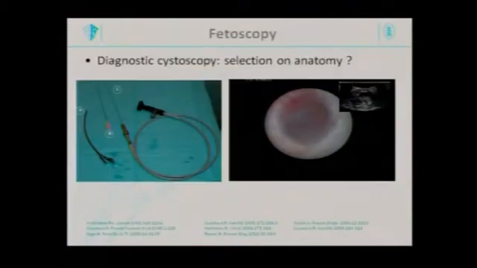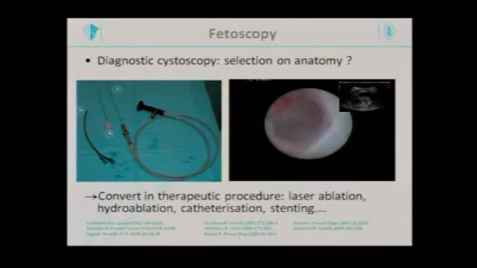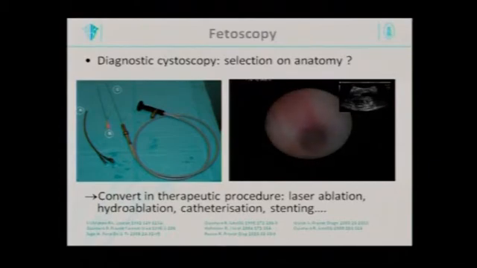Now for the cowboys, we have our tools. Can we do fetoscopy? This is a fetoscopy being done at our unit to look at a bladder atresia, actually. This is the equipment you use. These are the smaller fetoscopic sets. And the dream is that we convert a diagnostic procedure, because we really want to explore the urethra, into a therapeutic one by either ablating the valves, blowing them up, catheterizing them, or stenting the urethra. Anything you name is open for suggestion at this moment, because nobody knows what this kind of therapy will give.